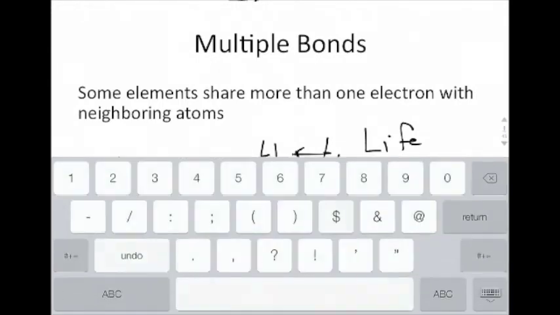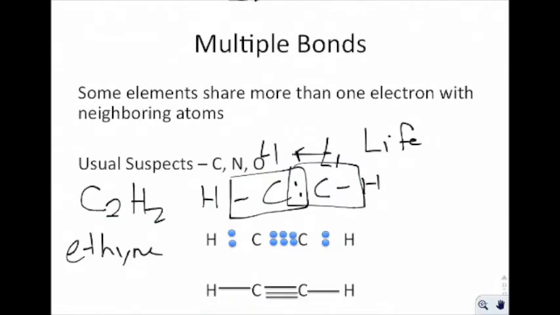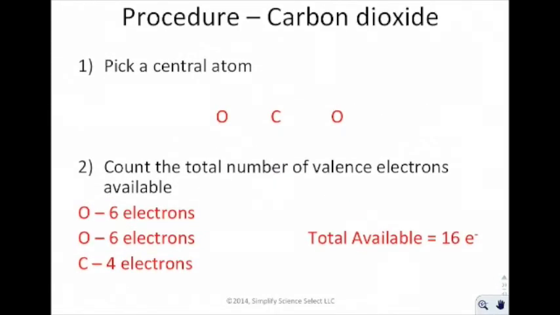Now the process for finding multiple bonds can be kind of tricky. The first thing you want to do is pick a central atom. Generally you want the central atom to be the one that's unique, or the one that there's one of, as opposed to when we look at carbon dioxide, where there are two oxygens, so we tend not to make oxygen the central atom. The central atom you generally want to be carbon or nitrogen because it has more opportunity to make bonds.